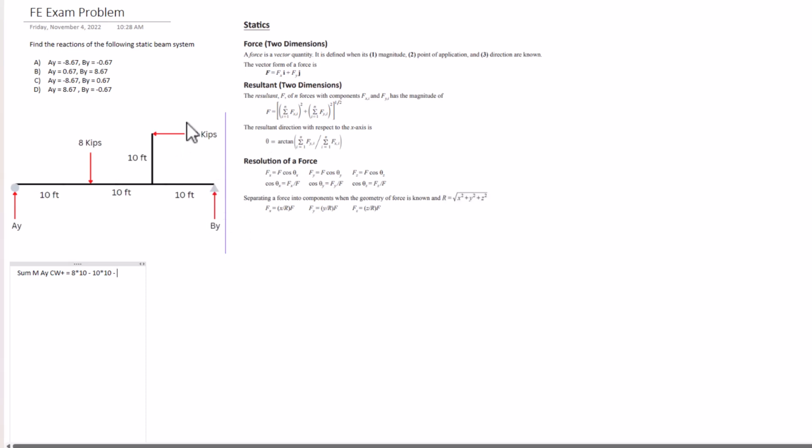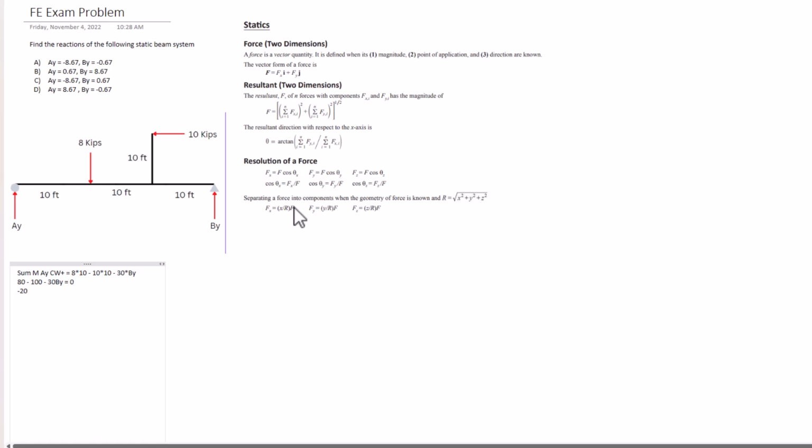Also, this B_y reaction is going to theoretically rotate the static body this way. So that's also going in the negative direction. So that's going to be 30 feet times B_y. So that's the setup for our equation here. So you have 80 minus 100 minus 30 B_y. So this is our equation, equals 0, right? Because it's static.